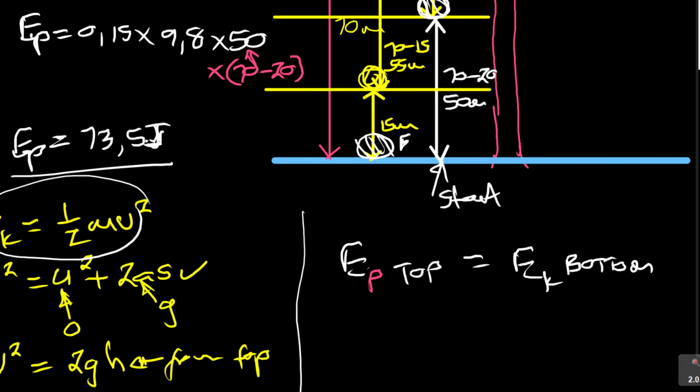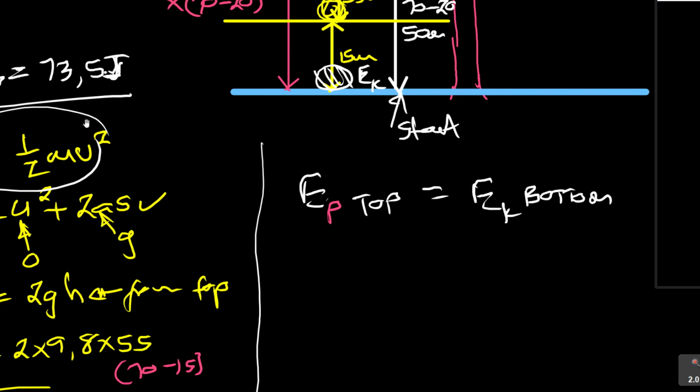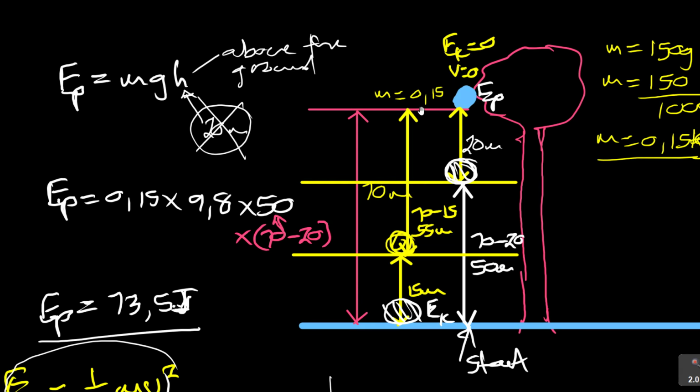So here you have EK at the bottom. At the top, what do you have? You just have EP. That's the conservation of energy. So now the question is saying we need to calculate the kinetic energy at the bottom. If I can find my EP at the top, I will automatically find my kinetic energy at the bottom. So what is my EP? It's M times G times H. Remember that, which we did, we didn't calculate it.